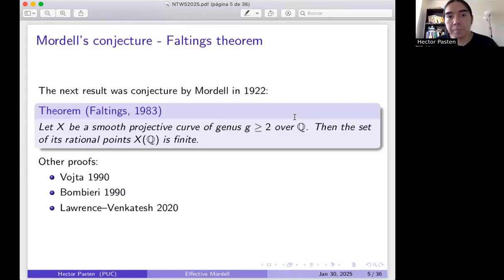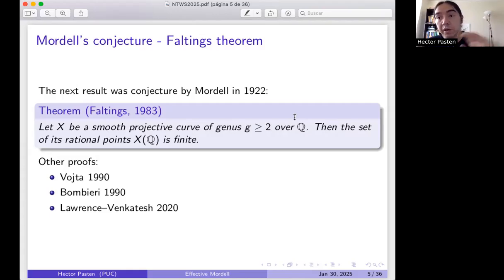Mordell's conjecture was later proved by Faltings. The conjecture was formulated by Mordell in 1922 and was finally proved by Faltings in 1983. Take X, a smooth projective curve of genus at least 2, defined over the rational numbers. Then the set of rational points is finite. By the way, I'm discussing only rational points over Q, just to simplify the exposition, but most of what I'm going to say holds for number fields.